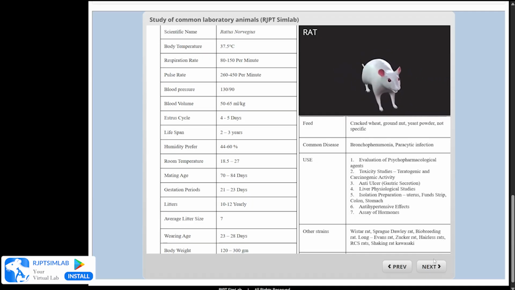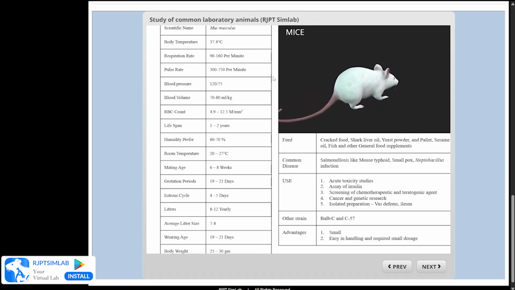Now let's move on to our fourth animal, which is mice. The scientific name of mice is Mus musculus. The body temperature of a mice is 37.4 degrees Celsius. Its respiration rate is 90 to 160 per minute. The pulse rate is 300 to 750 per minute. A normal blood pressure is 120 by 75, systolic and diastolic. The blood volume is 70 to 80 milliliter per kilogram.